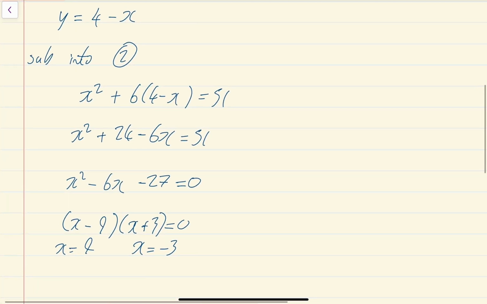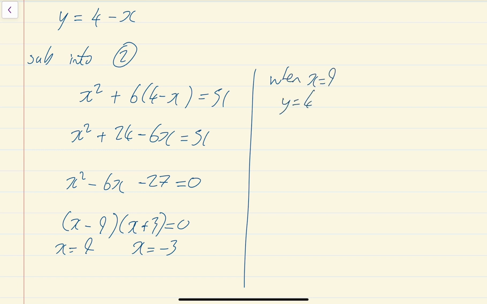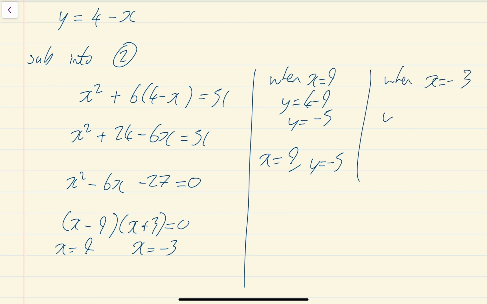Now, if you can just see on the top of the screen there, you can see y equals 4 minus x. So then I would say when x equals 9, y is equal to 4 minus 9. So y equals minus 5. So one of your answers is x equals 9, y equals minus 5. Or say when x equals minus 3, y is equal to 4 minus minus 3, which is 4 plus 3, so y is equal to 7. So the other answer is x equals minus 3 and y equals 7.